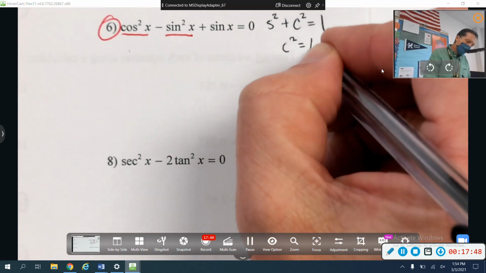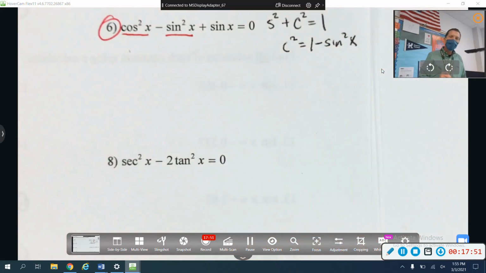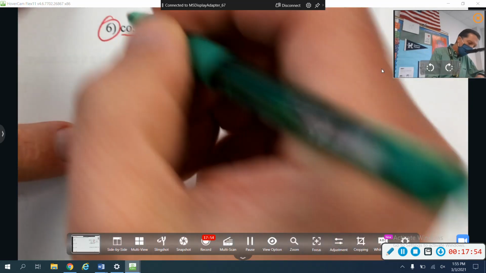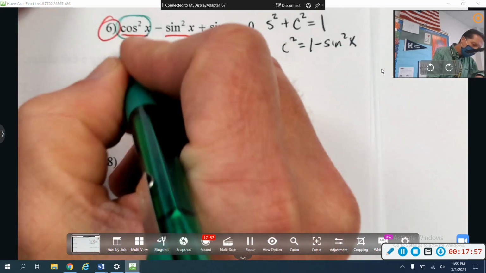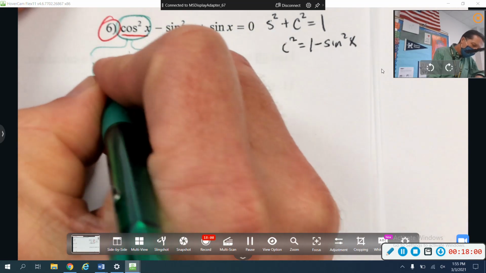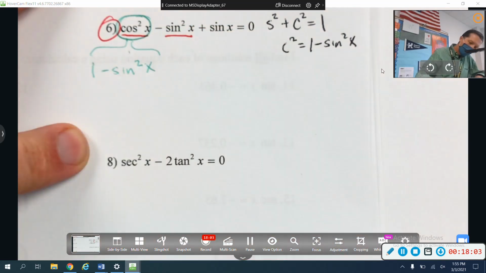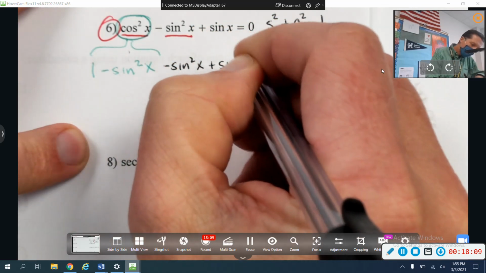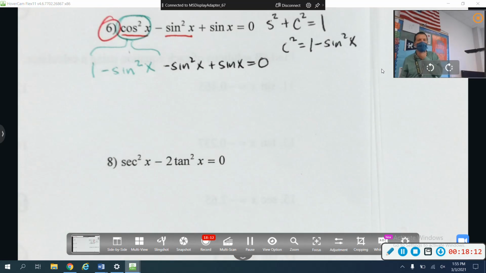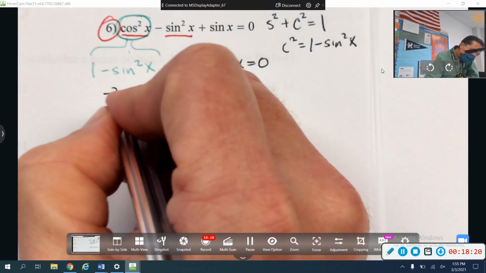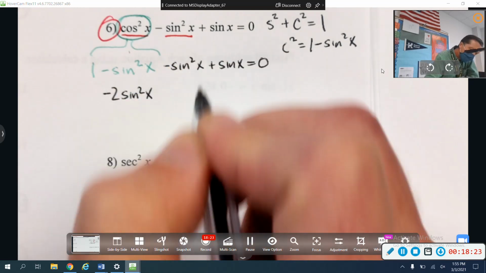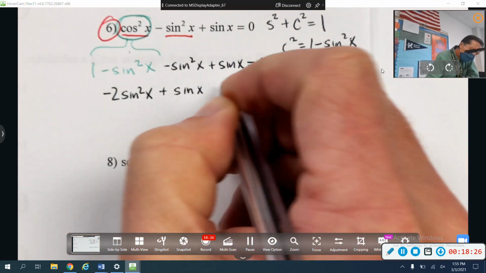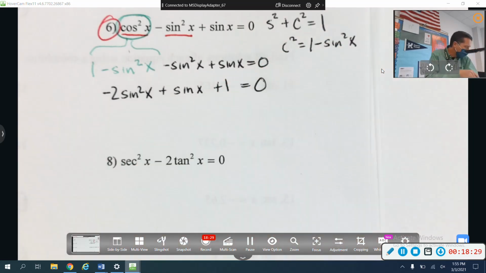So cosine squared is 1 minus sine squared. So in place of cosine squared, I'm going to put 1 minus sine squared. And everybody else stays the same. And now everybody's in terms of sine. So let's clean this up and hope that it factors. So -2 sine squared x, because there's two of them, plus sine x plus 1 equals 0.